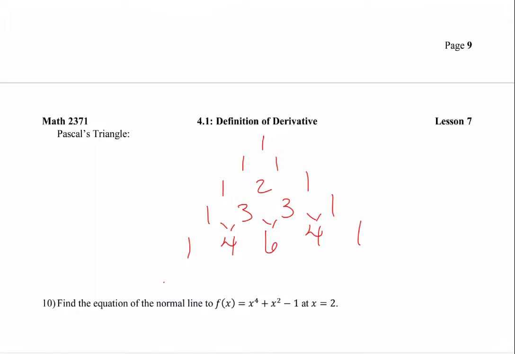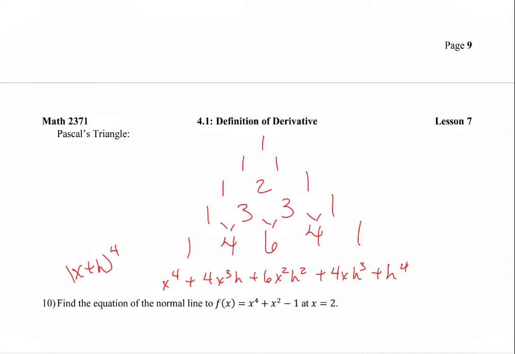So if I'm using x plus h, then x plus h to the fourth is going to be x to the fourth plus 4x cubed h plus 6x squared h squared plus 4x h cubed plus h to the fourth.